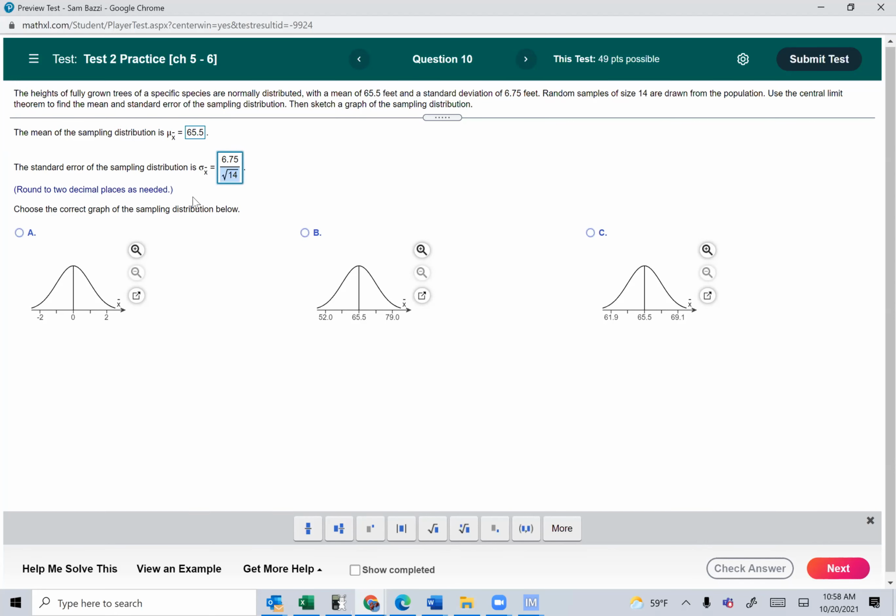Okay. Now, if you take 6.75 divided by the square root of 14, guys, that would be what? Let me just do it.